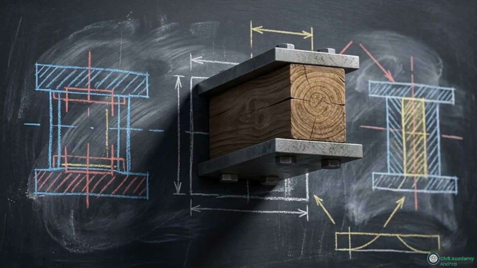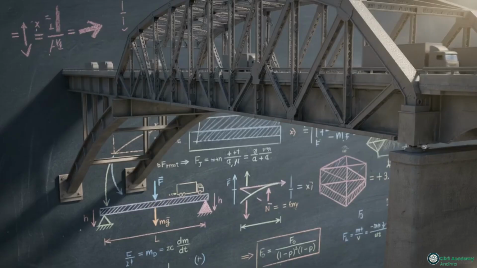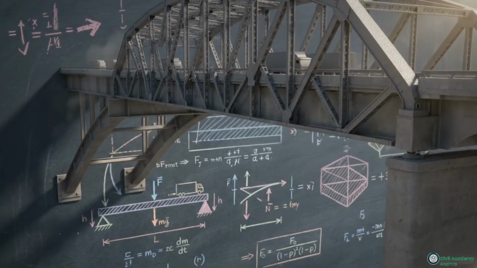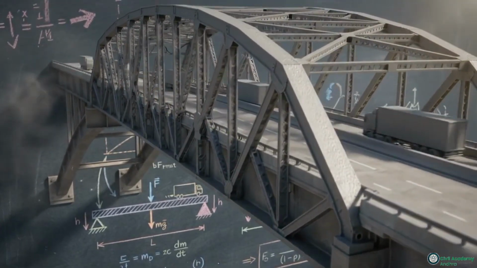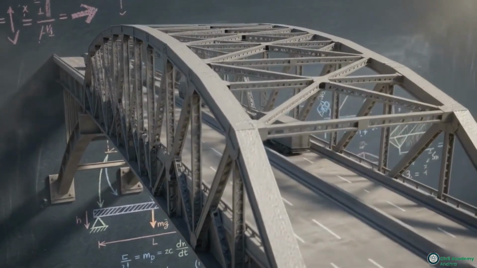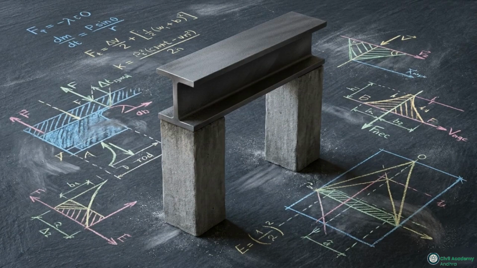Every calculation traces back to one foundational relationship. Whether you are designing a residential wooden floor joist or a massive steel highway girder, structural strength is determined by geometry as much as material. It requires the mathematical mastery of distributing mass to perfectly manipulate the bending equation.